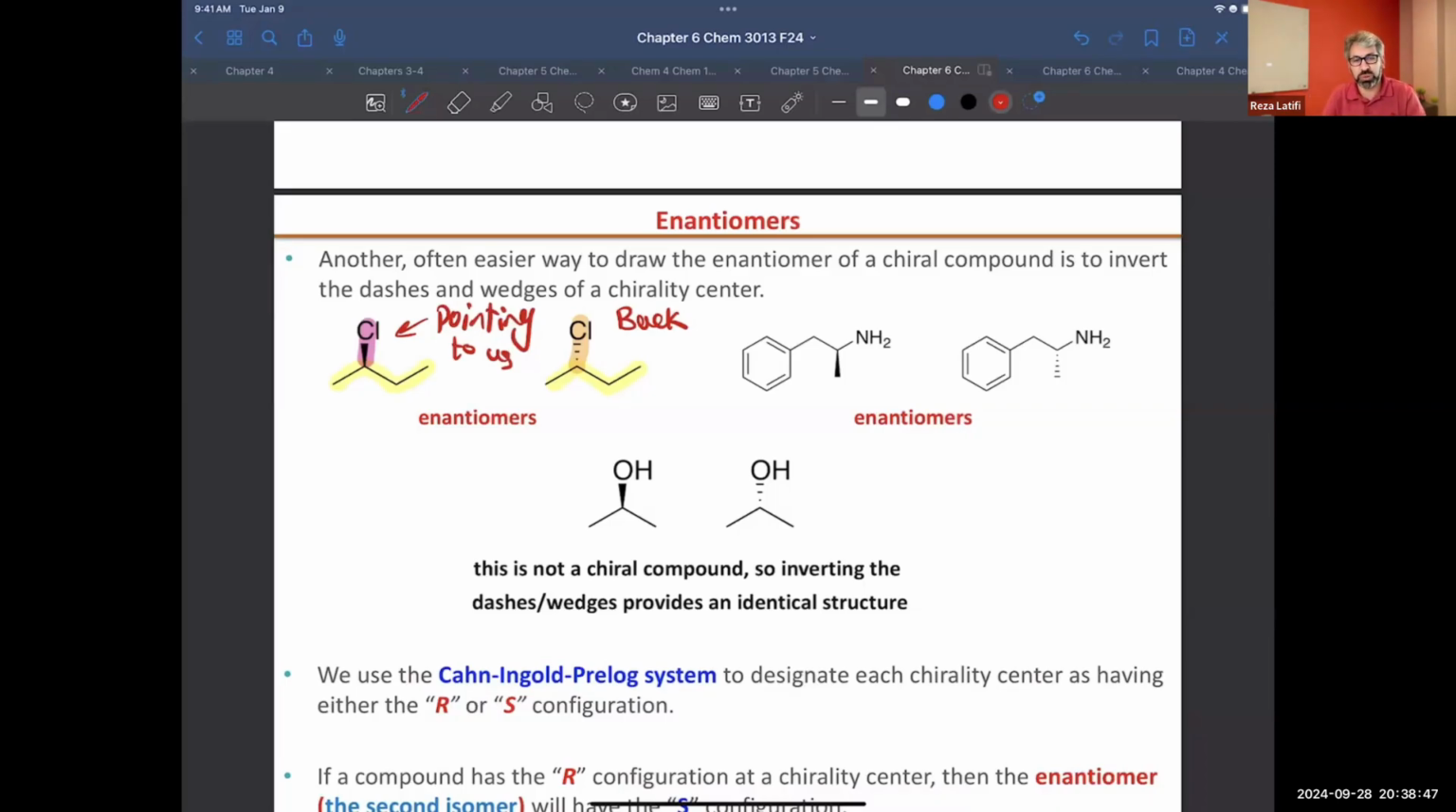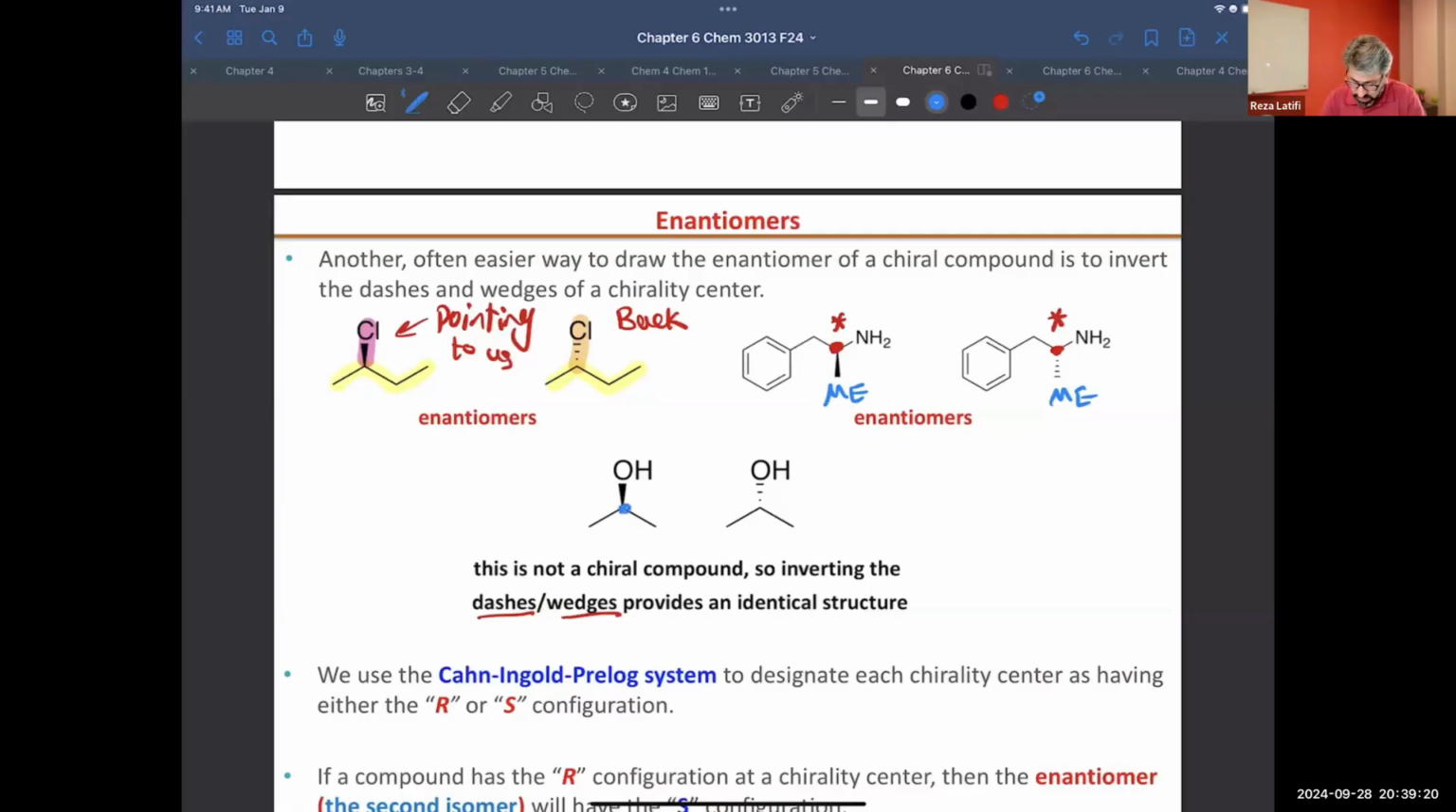We call these dashes and wedges, and they show that the substituents are pointing in different directions. Again, here I have a stereocenter. This is my stereocenter, and I can see another stereocenter there. These two are enantiomers. How do I know they are enantiomers? Because they change the position of the methyl group. As you see, one of the methyl groups is pointing toward us, and the second is at the back.